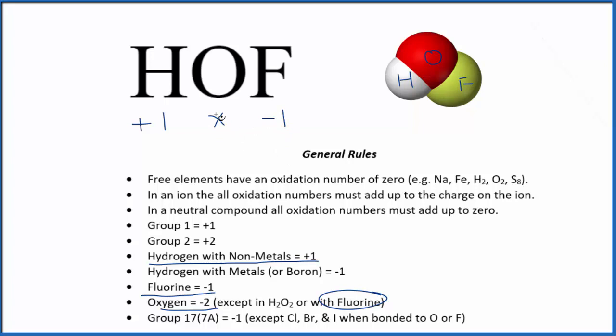So we can see the only way that these numbers add up to 0 is if oxygen has an oxidation number of 0. +1, 0, -1, that adds up to 0. Since we have a neutral compound, they all add up to 0. This does make sense. Oxygen is more electronegative than hydrogen, so hydrogen should have a positive oxidation number here, and then oxygen is less electronegative than fluorine, so it makes sense that fluorine has that -1 there.